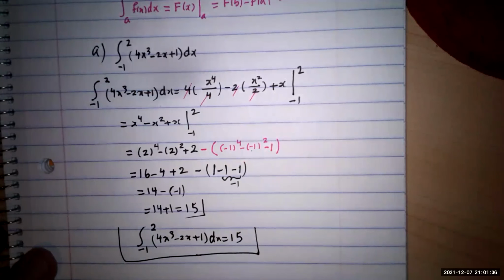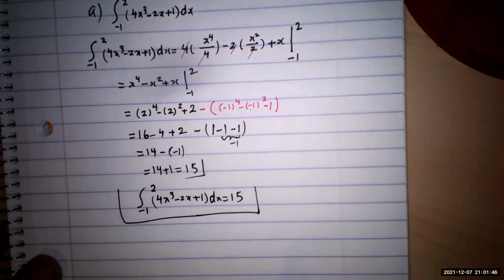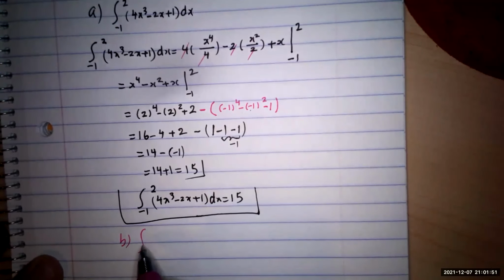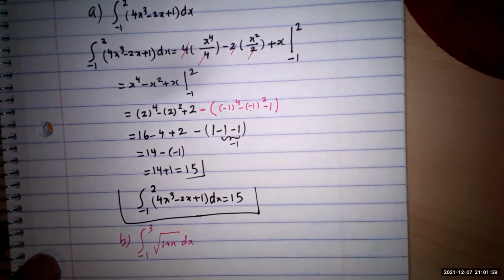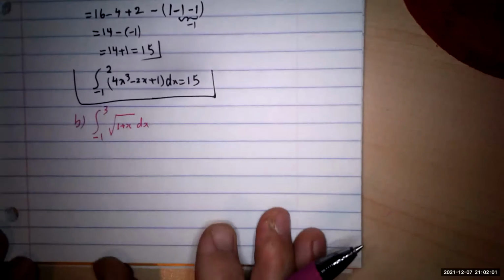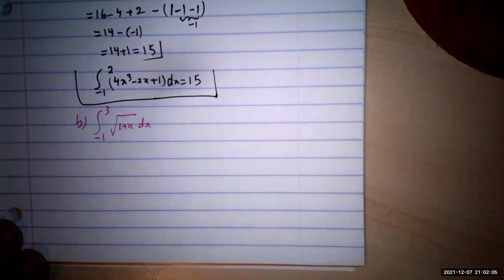Case 2 is the one where we need to use substitution. You must recognize it yourself that you need a substitution method. It's like part B and C. So part B, you see the integral from -1 to 3 of the square root of 1 plus x dx. See this one? Again, it's from -1 to 3, so it's a definite integral.